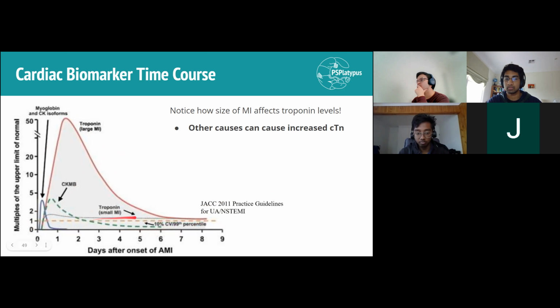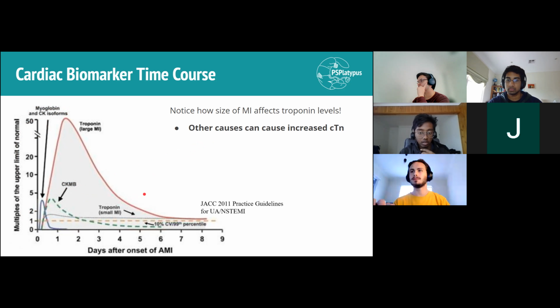that isn't really a super big red flag for us. But obviously, again, we have myoglobin and CK isomers versus creatine kinase MB, which is the one that's specific here. And that is that.